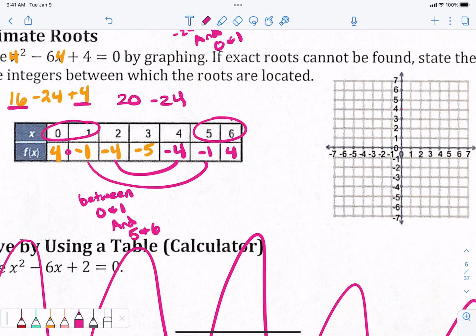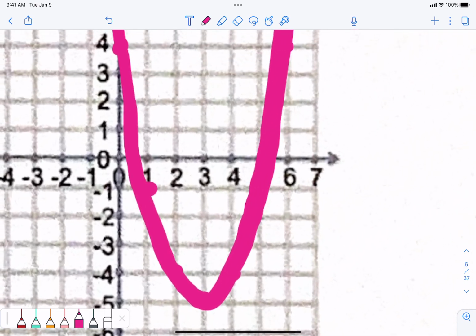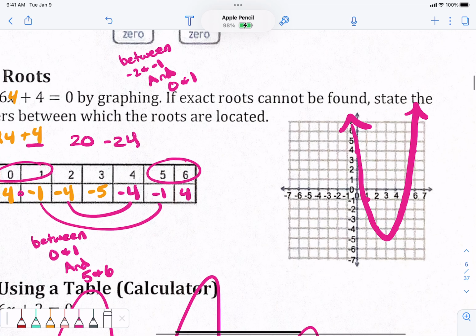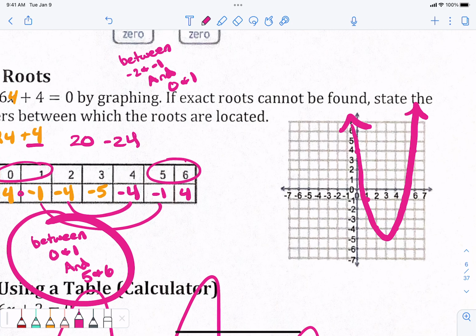So 0 is at 4. 1 is at -1, 2 is at -4, 3 is at -5. I'll quit talking because it's really annoying. There we go. He doesn't cross nicely. Does he cross between 0 and 1? Does he cross between 5 and 6? You betcha. Those are where my zeros are located. So you would just literally say between 0 and 1 and between 5 and 6. This is how you would write your zeros out. Between 0 and 1 and between 5 and 6. Okay? Good?